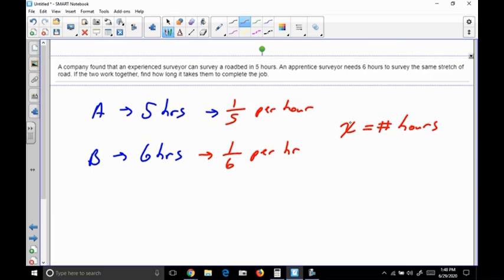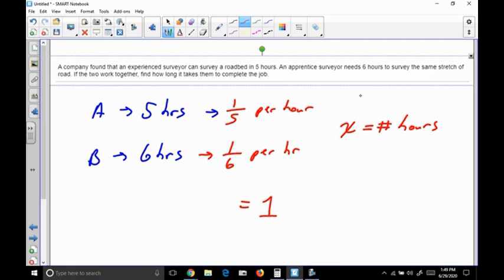So if it's 2 hours, this person does 2/5 of the job and this person does 2/6. If it's 4 hours, this person does 1/5 4 times, or 4/5. This person does 1/6 4 times, so 4/6. So we don't know how much it's going to be. We just know when we add the amount of work this person does plus the amount of work that person does, it totals one whole job.